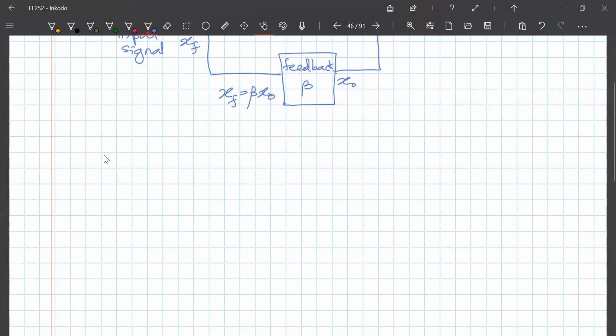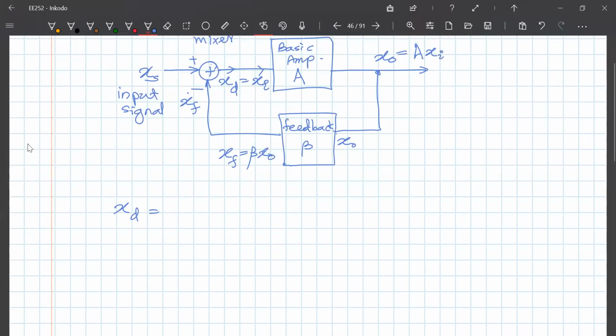If you try to write this down, XD is the difference between the source signal XS and XF. And we define beta, the feedback reverse transmission factor, as XF divided by X out. It's called the reverse transmission factor beta.